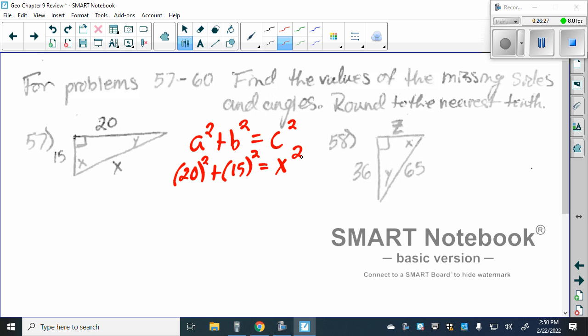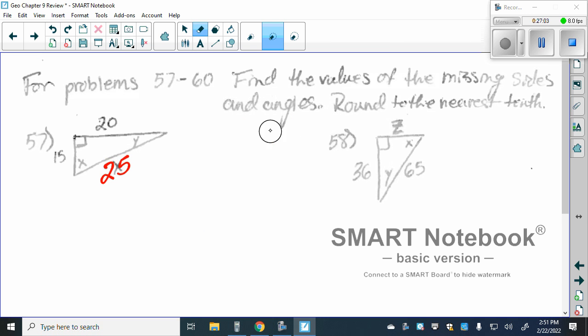Now, 20 squared plus 15 squared is 625. And I know that because we did this first or second hour today. And we could have plugged that in a calculator all at once. Now we're going to square root both sides, and it tells us x is 25. All right, so any questions on how we found the missing side lengths? Okay.